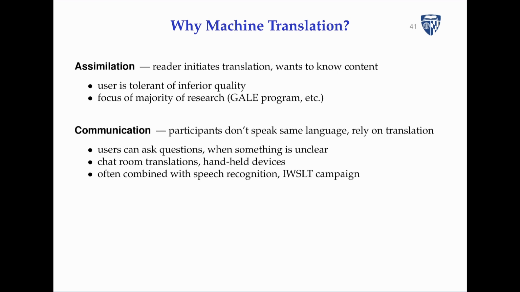Another application is communication, where the participants don't speak the same language and they rely on translation. And they're very obviously aware that what they're saying is being machine translated. So again, there is some tolerance for error. If things come across, they hopefully come up with follow-up questions and don't get horribly insulted when the translation is off. So this has been applied to chat room translation, and there's always this hope of a handheld device. You can travel to a foreign country and just with a handheld device, you get around and talk to people that only speak the local language and not your language.